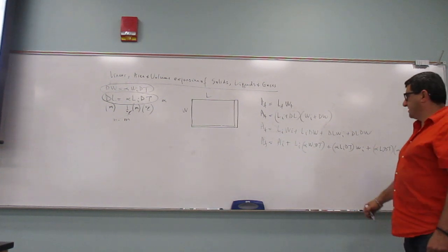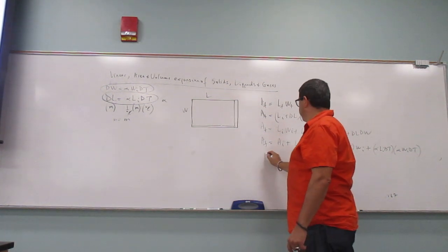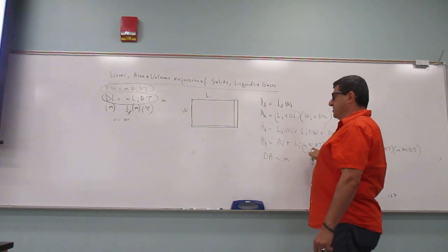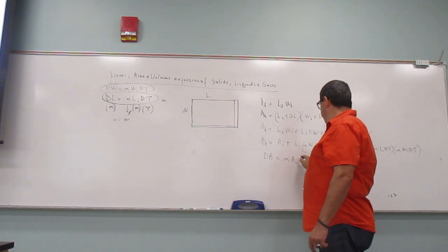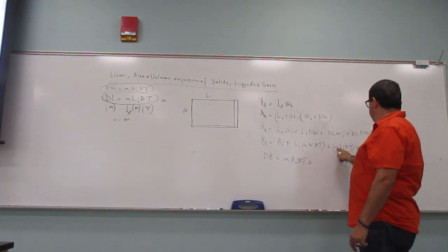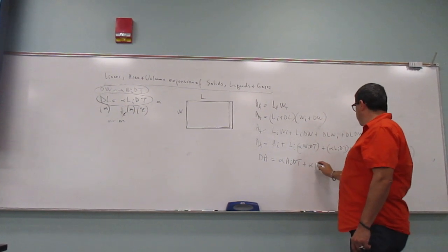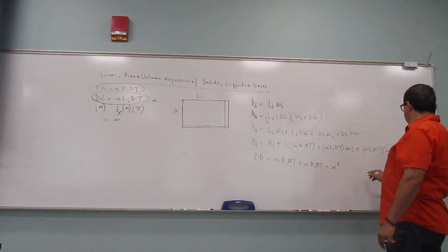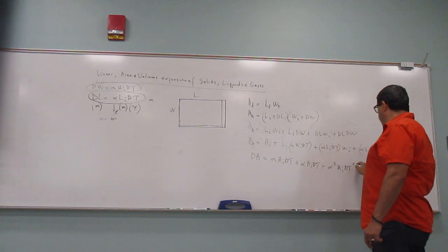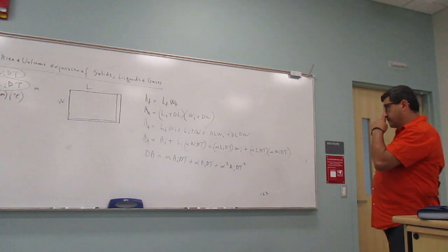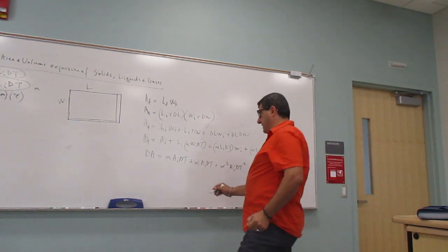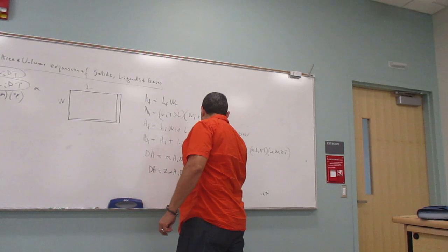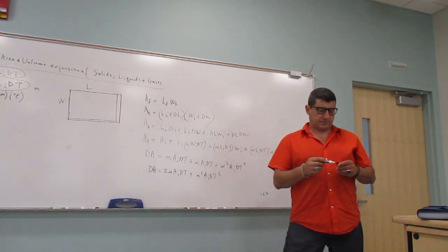So that tells me, what's this? A final minus A initial is delta A, right? So what's this? Alpha L initial W initial is what? Alpha times A initial. But plus alpha squared A initial delta T squared. And then so what's going to happen? Delta A is 2 alpha A initial delta T plus alpha squared A initial delta T squared. Let's see here.